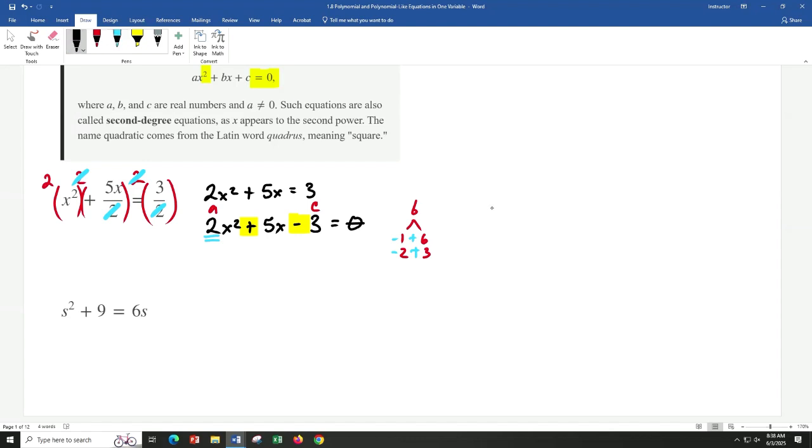Okay, so we rewrite. I have 2x squared minus x plus 6x minus 3 all equal to 0. Does it matter what order I put those in right there? No, those can go either way. Doesn't matter. You can put the +6 first and the -x. It's always going to work out.